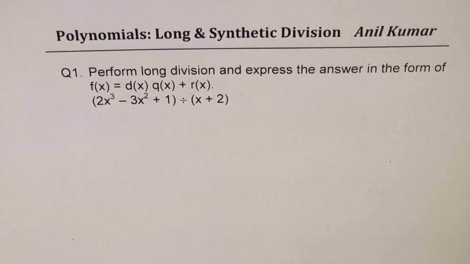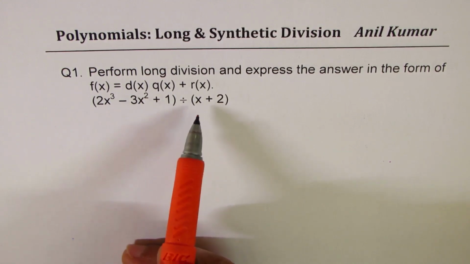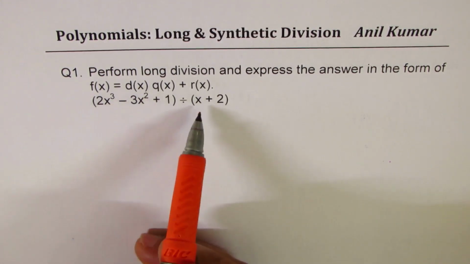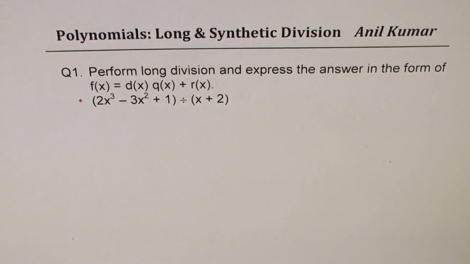Question number 1. Perform long division and express the answer in the form of f(x) = d(x) q(x) + r(x). Now, f(x) is the function which is being divided by the divisor d(x). You get quotient q(x) and the remainder r(x). The function given to you is 2x cubed minus 3x squared plus 1, and the divisor d(x) is x plus 2. Right? So that's the question which you need to do.